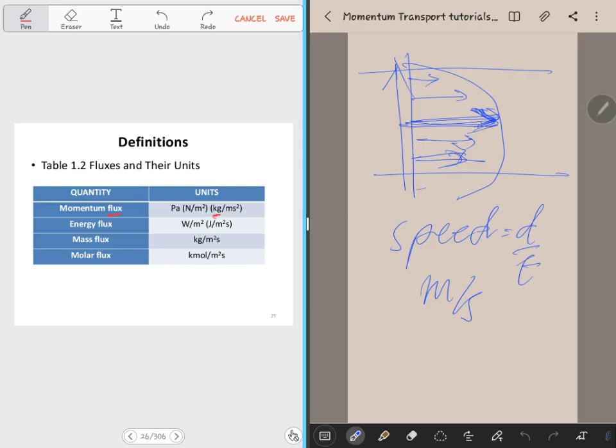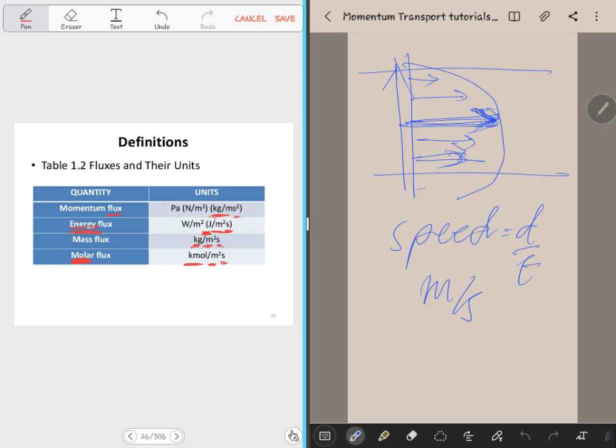So this is the momentum side, and then we'll have the area side and we'll have the time side, right? For energy flux, right? So energy, per unit area per unit time, right? For the mass flux, there's this side. We have the mass here. We have the unit area and we have unit time, right? For the molar flux, we have mole, we have unit area, we have unit time, right?